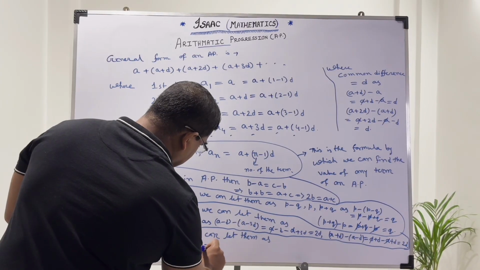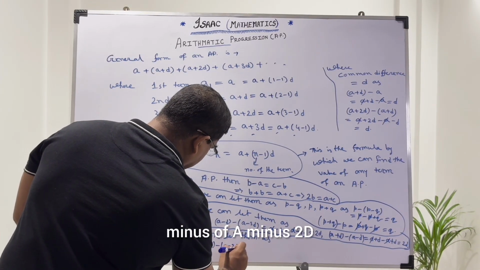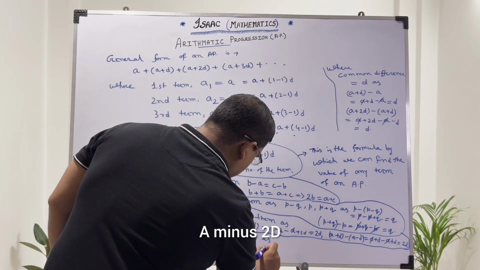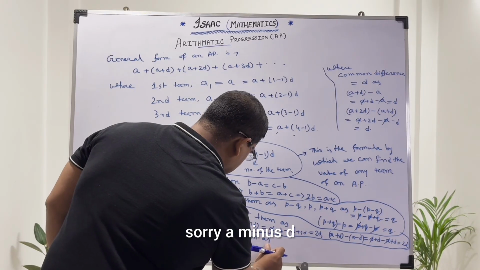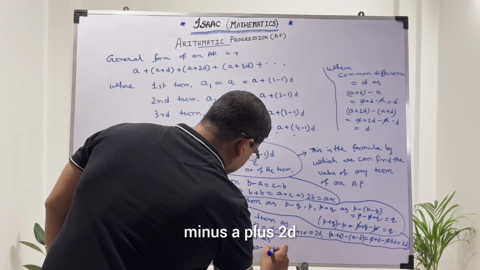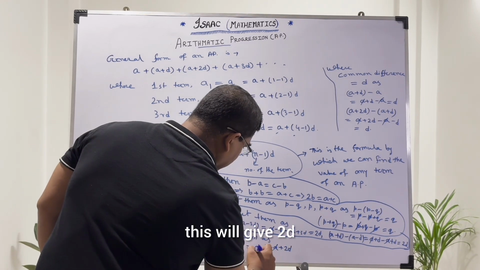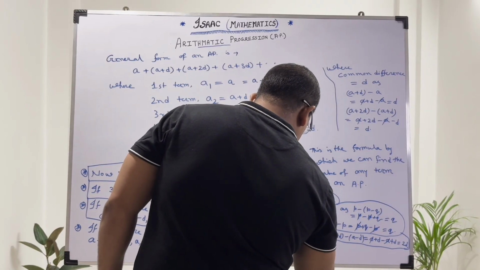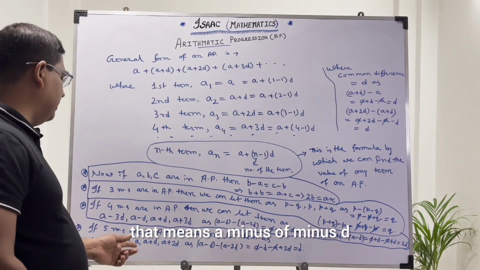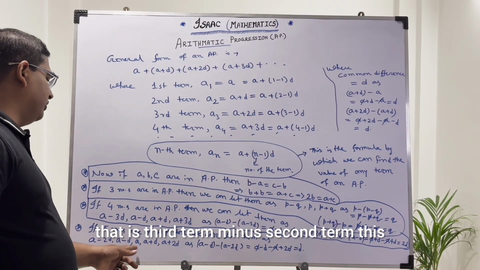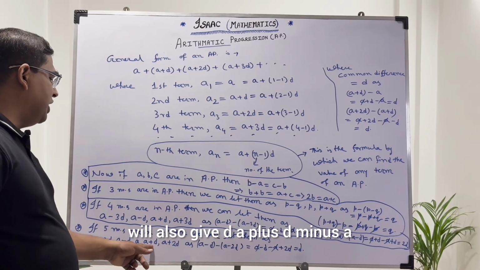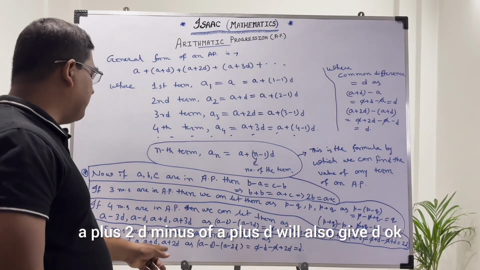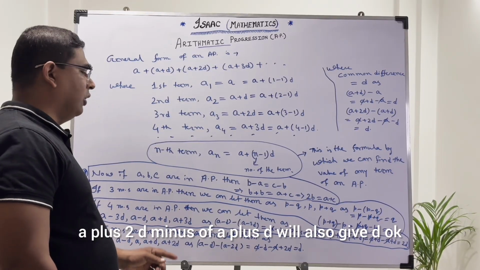A minus D minus of A minus 2D, that is second term minus first term: A minus D minus A plus 2D gives D. If we continue, A minus of A minus D, that is third term minus second term, also gives D. A plus D minus A, fourth term minus third term, also gives D. A plus 2D minus of A plus D also gives D.